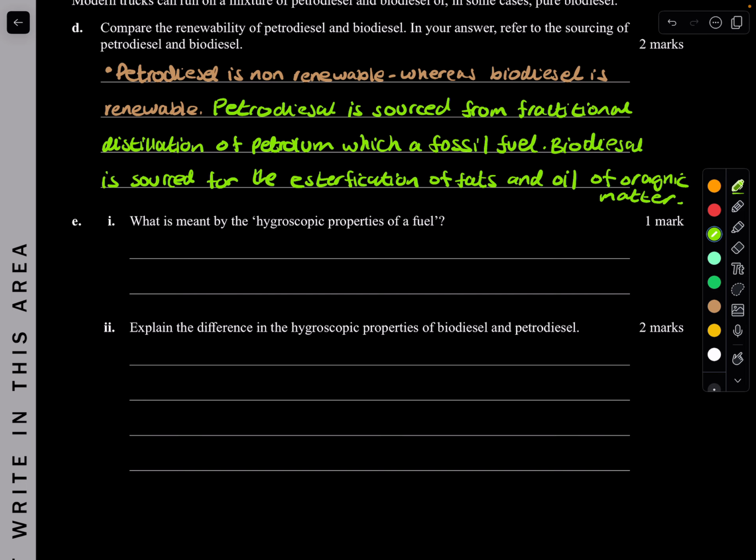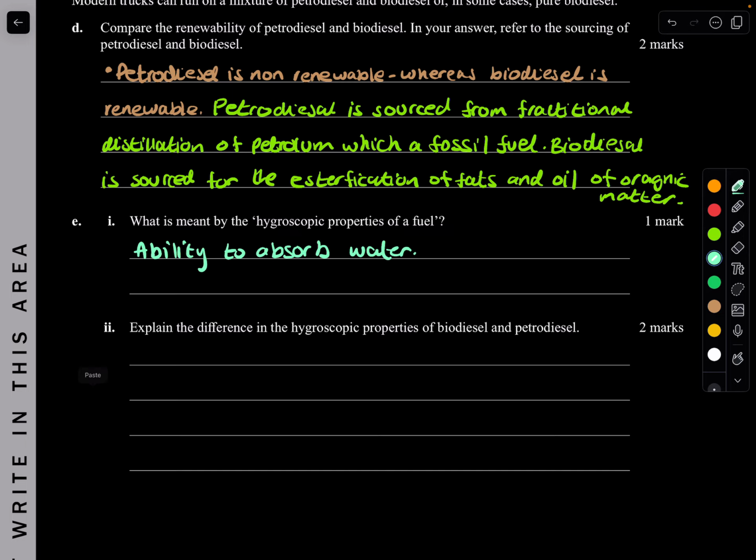If it absorbs water, it's bad because it decreases the efficiency of the fuel. And why is that? Because we have to put more energy to vaporize that water. You need energy to first vaporize that water. So it really does destroy the efficiency. So the hygroscopic property of a fuel is its ability to absorb water. That's it. Very 1 mark. So, ability to absorb water.